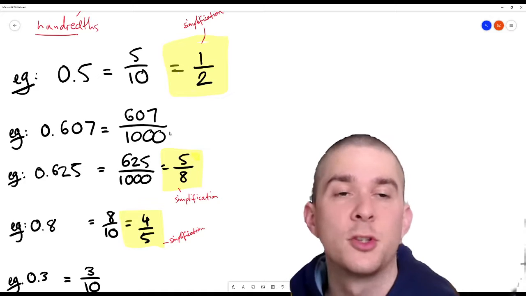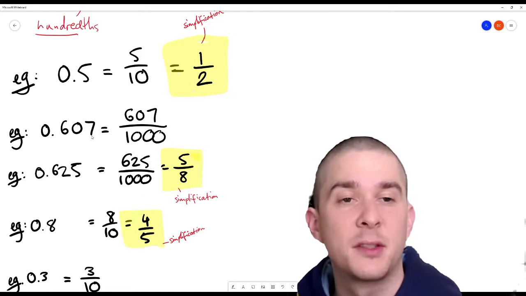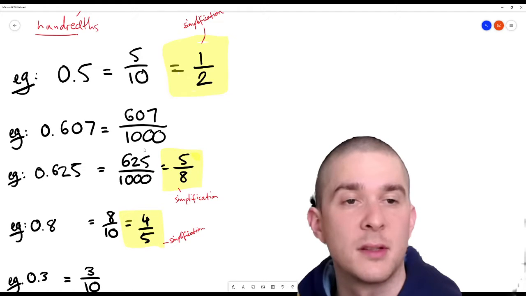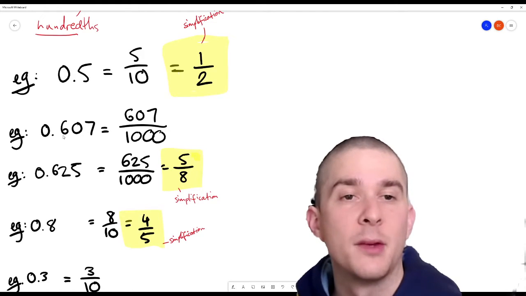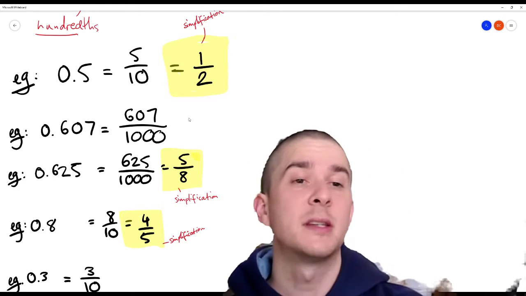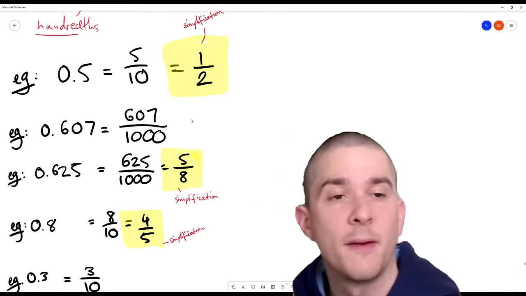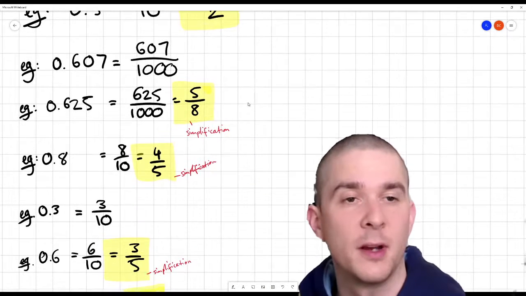0.607. So what we're going to do is we look at the 7 being in the thousandths position. So we put 1,000 as our denominator, and then we put 607 in our numerator. Now, 607 and 1,000 do not share any common factors. So this is finished. We do not need to simplify.